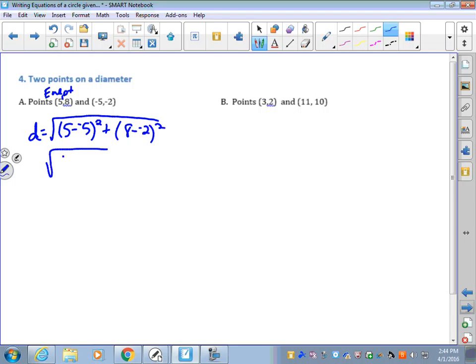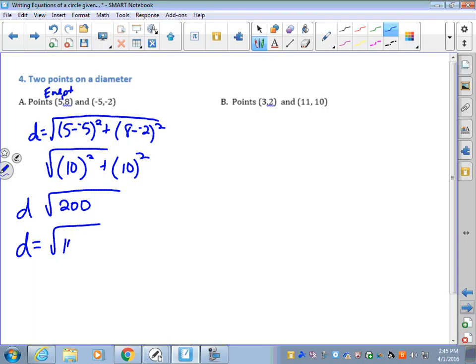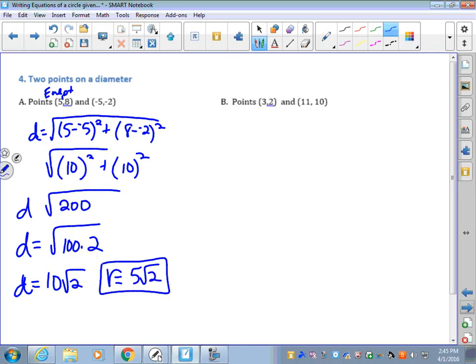Really, this is going to end up giving me 10 squared plus 10 squared, sorry. So we got the square root of 200, which is not a perfect square. So our diameter is actually, we'll simplify, 100 times 2, which would be 10 root 2. So that's our diameter. Then the radius would be half of that, which would be 5 root 2. Okay, so now we have our radius by calculating that diameter.